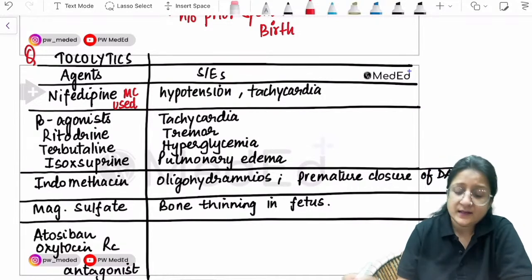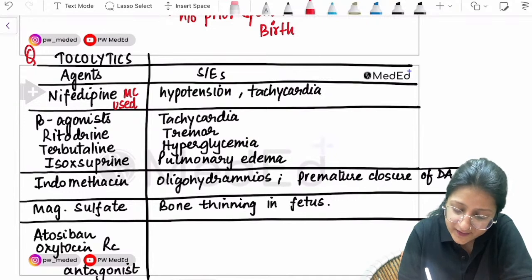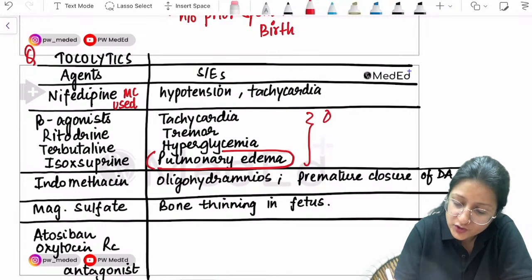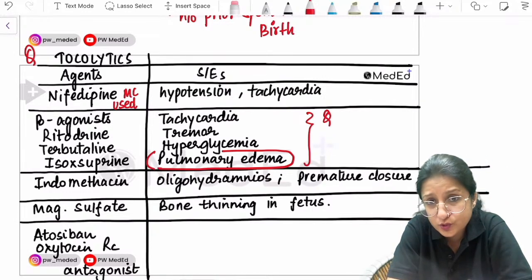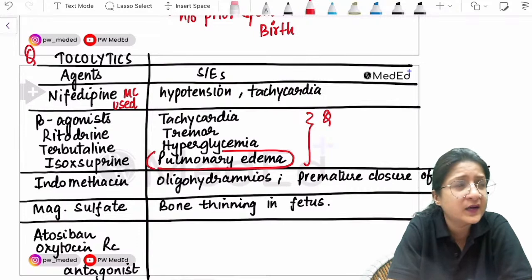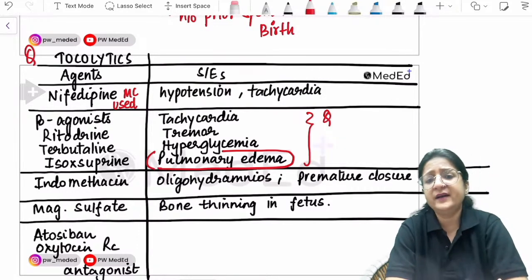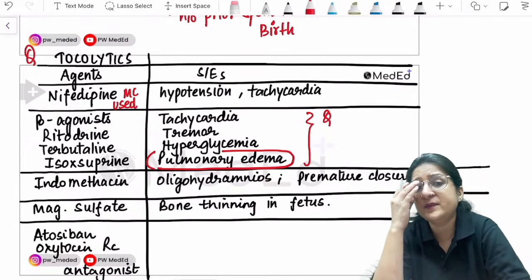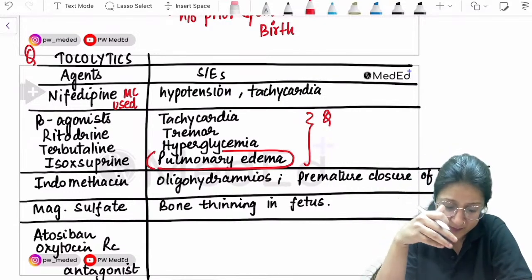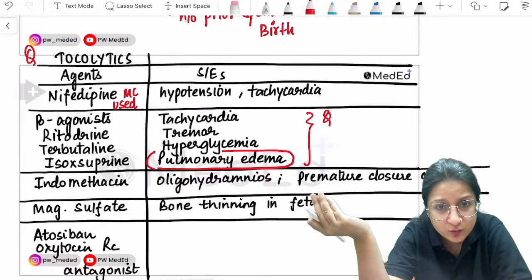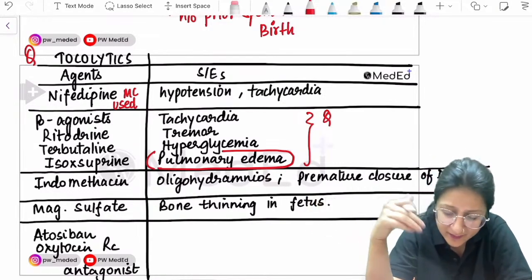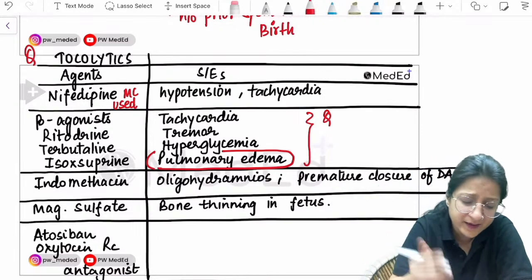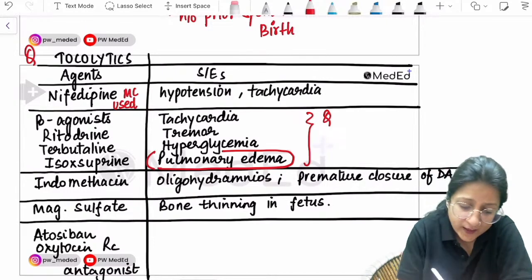Beta agonists, the most dangerous side effect that we have from beta agonist is pulmonary edema. They do ask you questions on side effects of beta agonists also. You can consider it a pharma question, you can consider it an OBG question, it could be an integrated question where a situation is given that there is a woman in preterm labor and she's been given this drug. What complication could it result in? Remember these complications like tachycardia, tremor, hyperglycemia, pulmonary edema. You read about them in pharma also.